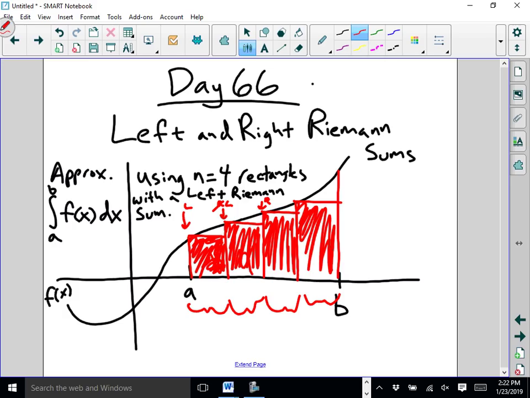It's just the base times the height, right? Or the length times the width. I like base and height when I'm looking at it like this, right? And that colored in red area gives me an approximation of the area underneath the curve.